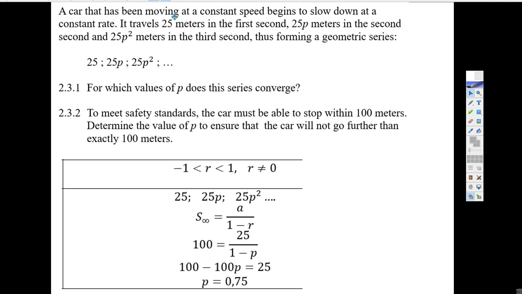This one says that a car has been moving at a constant speed and then slows down at a constant rate. It travels 25 meters in the first second, then 25p in the second, 25p squared. So it's a series. Now, it's getting multiplied by a number. So when does this series converge? When does any series converge?